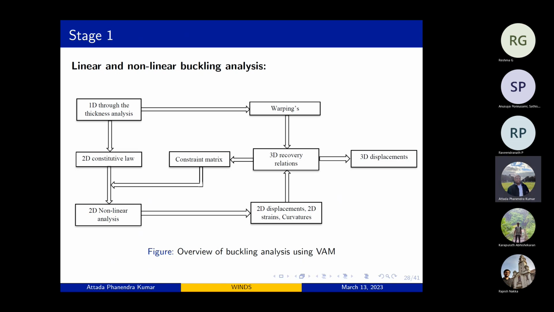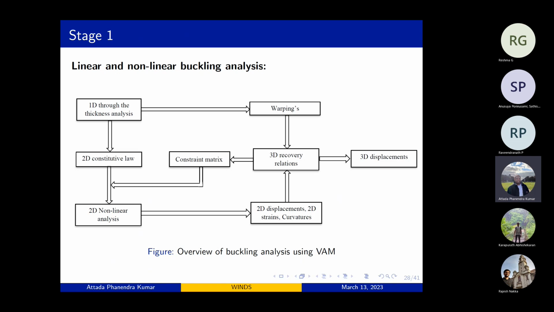Then we will be using the 3D recovery relationships, from which we can obtain the constraint matrix. This constraint matrix helps us to obtain the continuity between the plate and the stringer. So that is where this constraint matrix plays a role. These two will be the inputs for the 2D nonlinear analysis. This 2D nonlinear analysis will give us 2D displacements, strains, and curvatures. And again, we'll go back to the 3D recovery relationships for obtaining the 3D displacements. So this was the flowchart for our current VAM formulation.